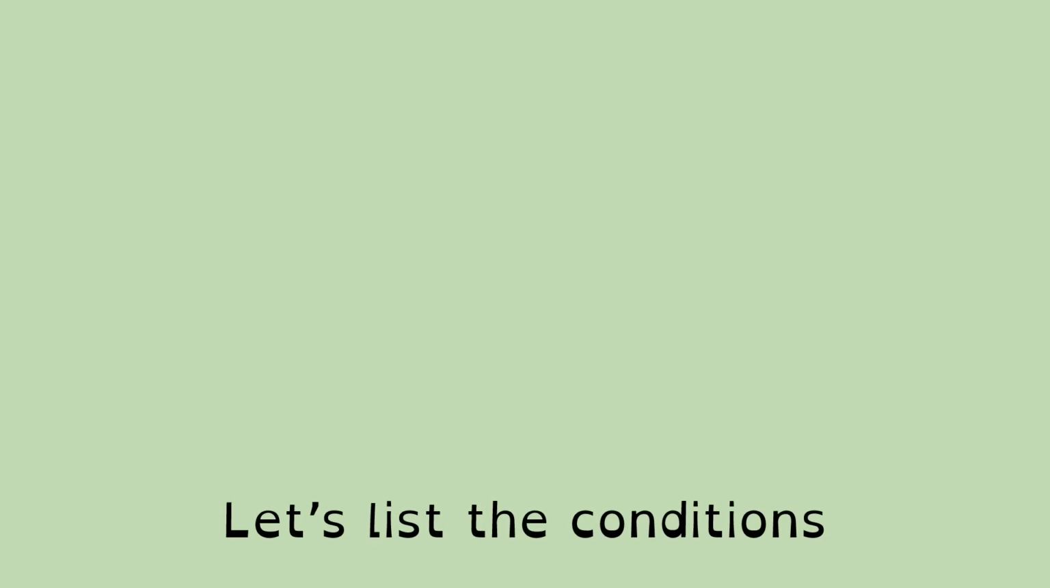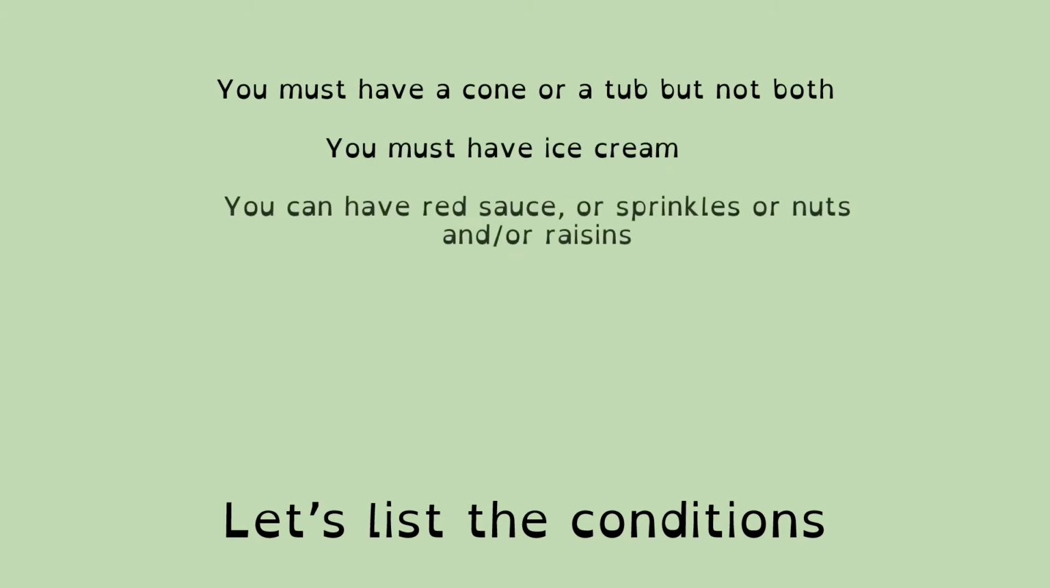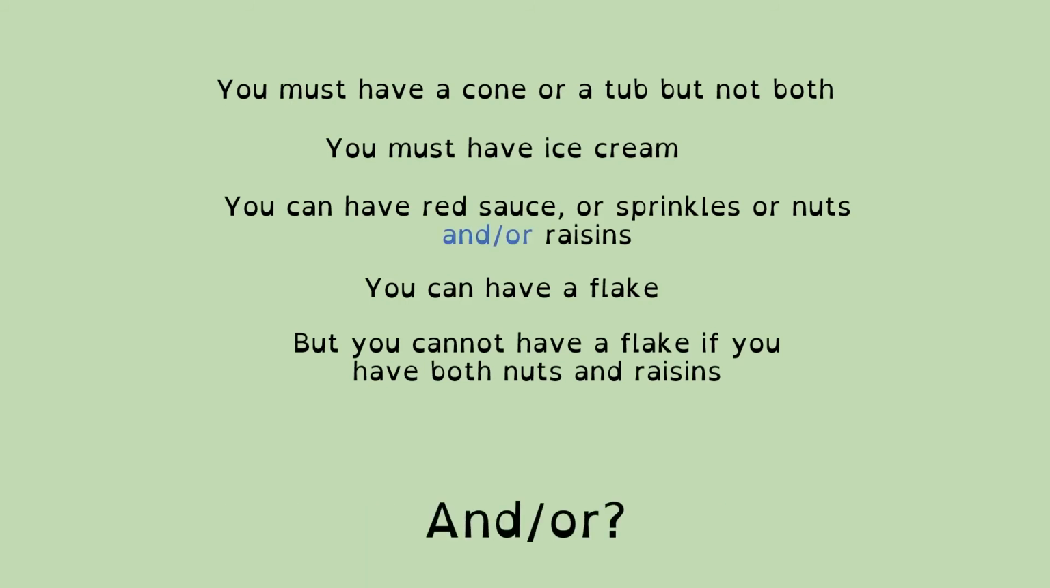So what we're going to do is make a list of the conditions. Each of these conditions needs to be satisfied when somebody is ordering for them to be allowed an ice cream. So you must have a cone or a tub, but not both. You must have ice cream. You can have red sauce or sprinkles or nuts and/or raisins. You can have a flake, but you can't have a flake if you've got both nuts and raisins. That's all of our conditions. We've got an and/or in the middle of this third condition. That's not very Boolean. Let's expand that out.